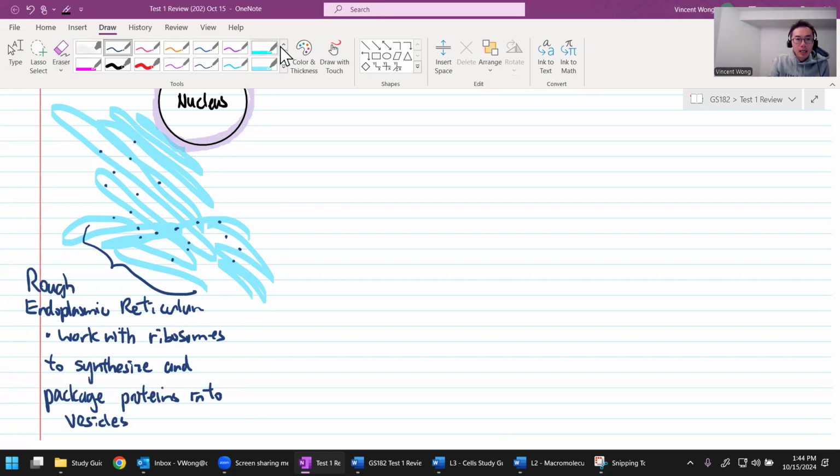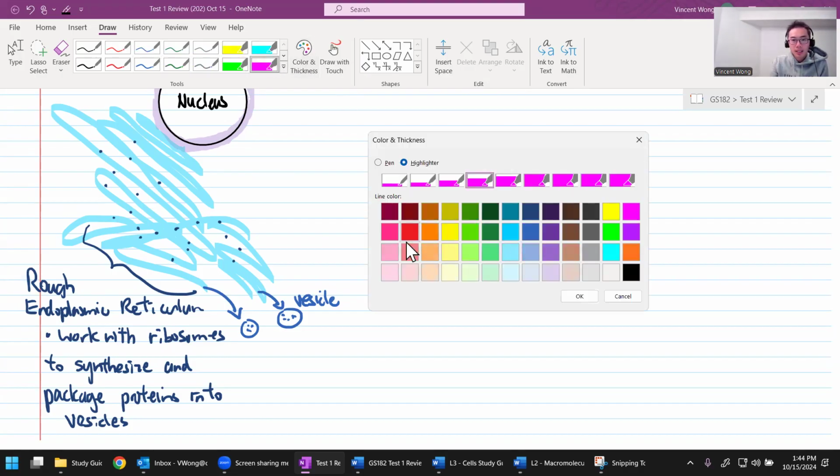So coming out of the ER here, we're going to have these vesicles, vesicles with proteins in them. Where do they go? What organelle do they go to next? Tell me, please. Smooth endoplasmic reticulum.